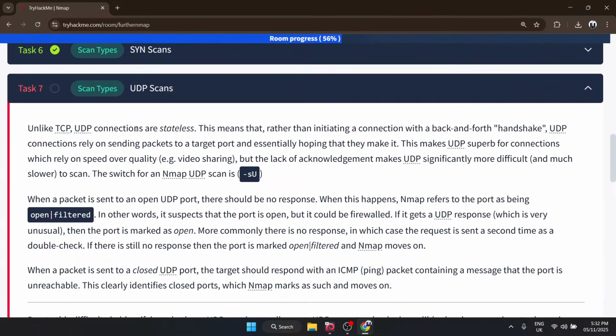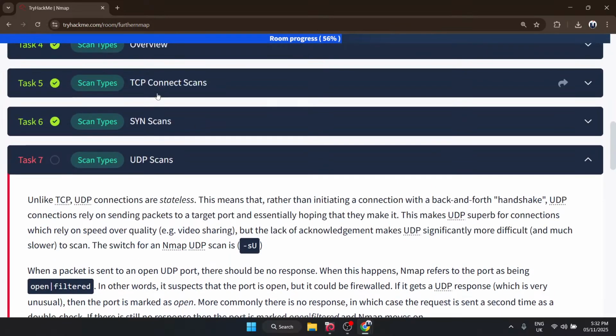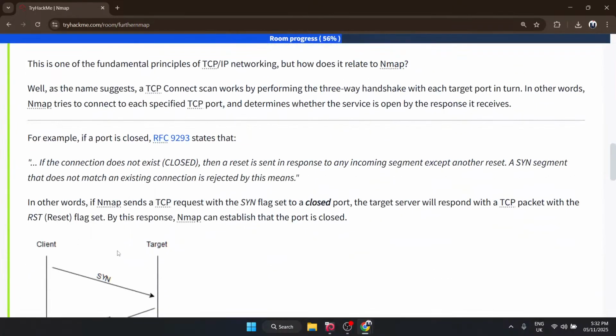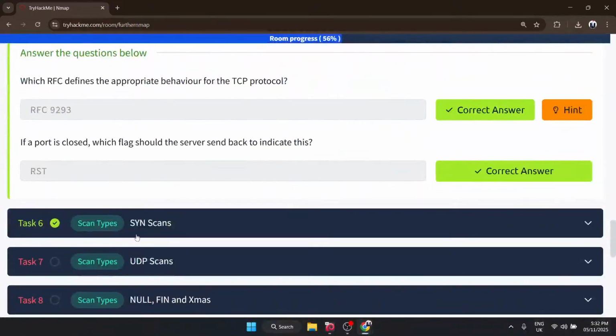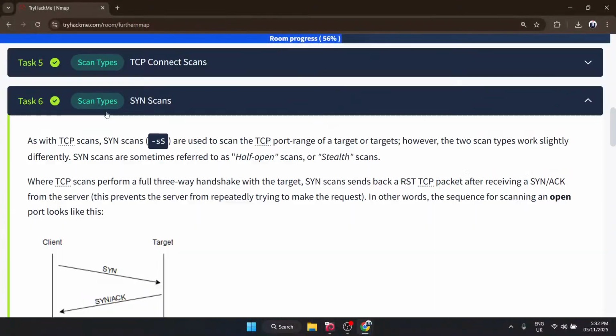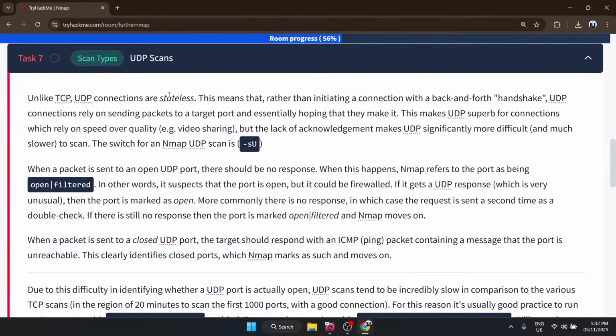Unlike TCP, UDP connections are stateless. It will not do any kind of handshake. If some packet is coming, it will just respond back with the data without taking care of anything else. So here you can see, unlike TCP, they are connectionless or stateless.